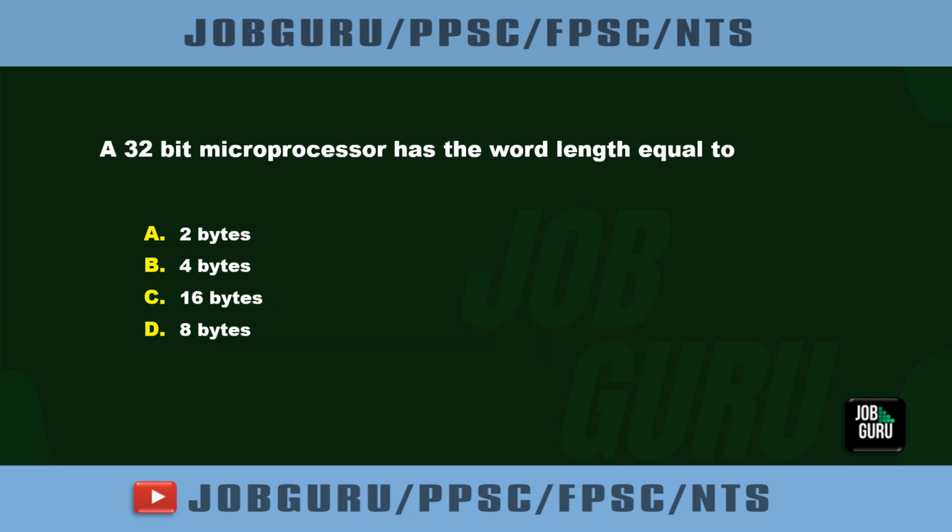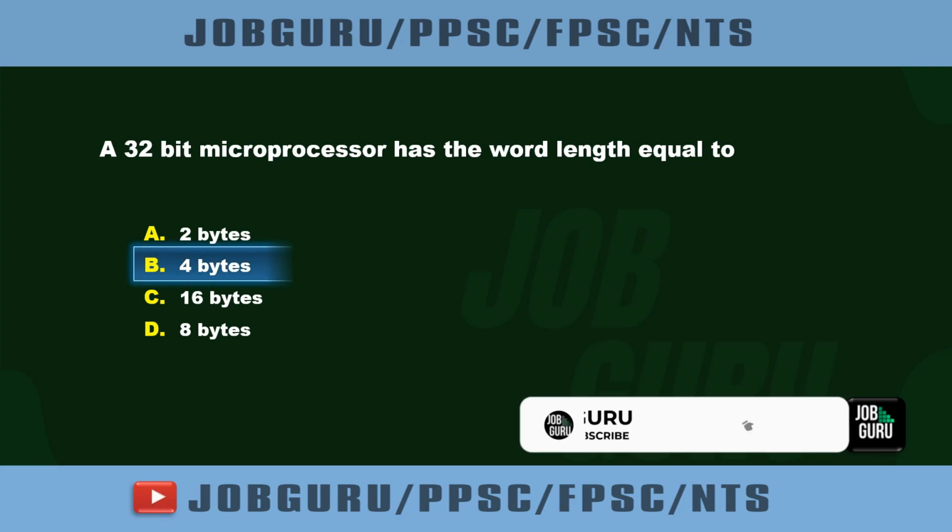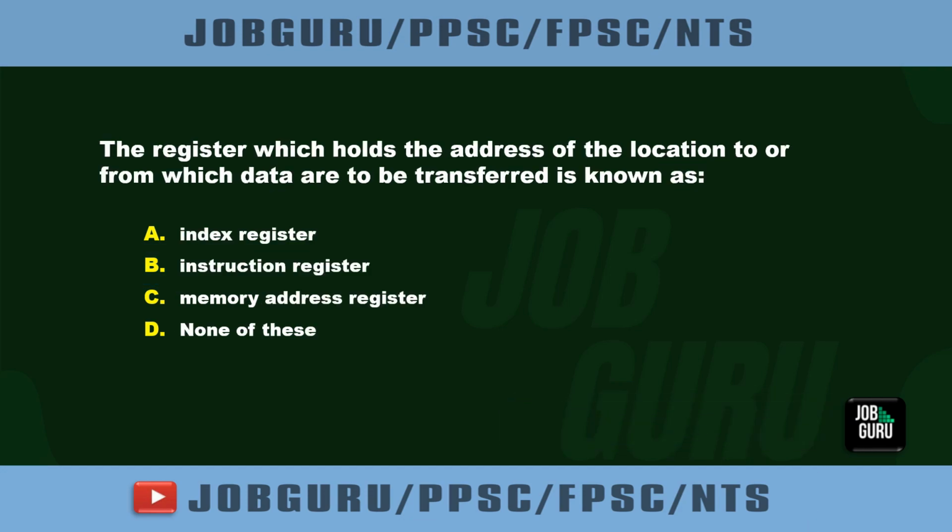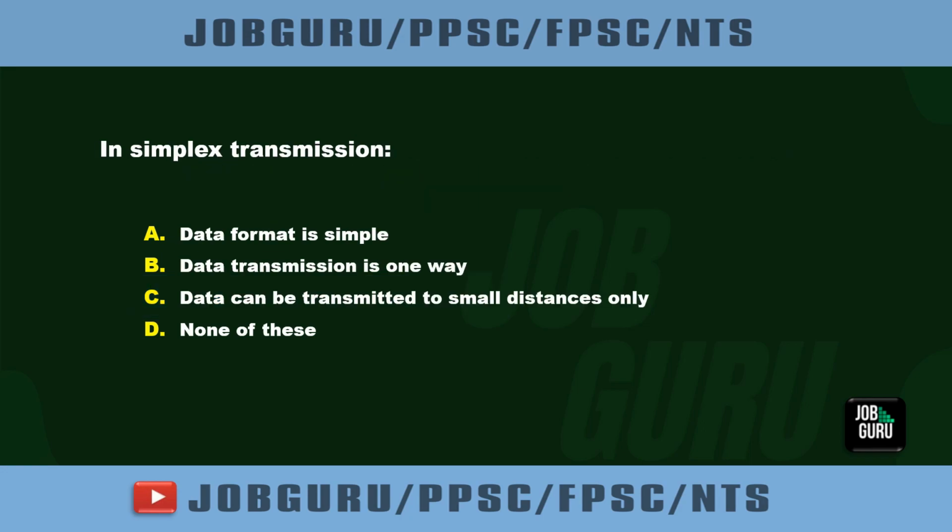A 32-bit microprocessor has the word length equal to. The register which holds the address of the location to or from which data are to be transferred is known as. In simplex transmission.